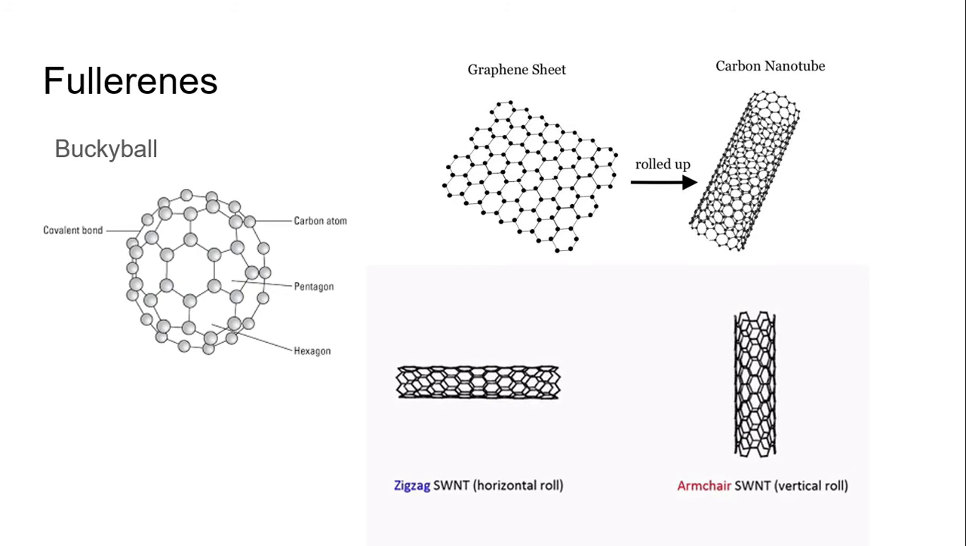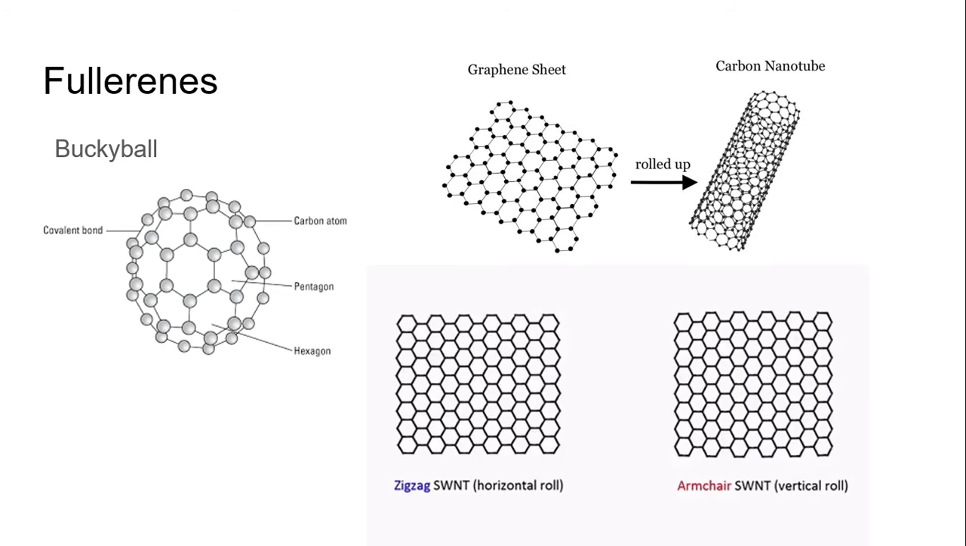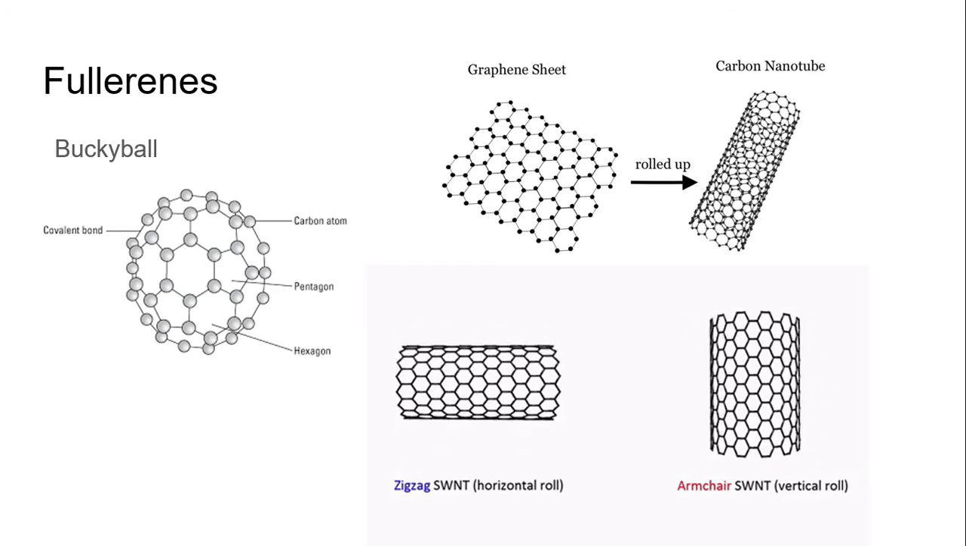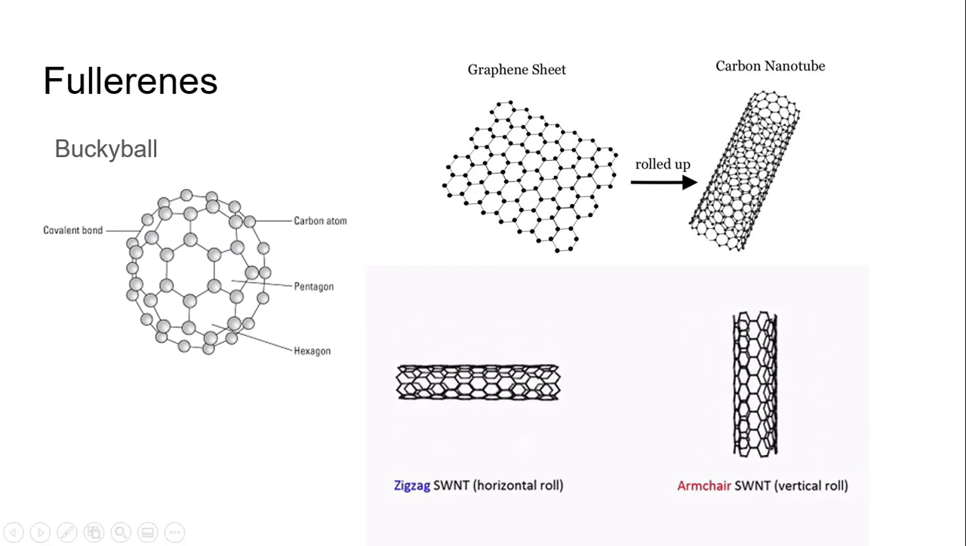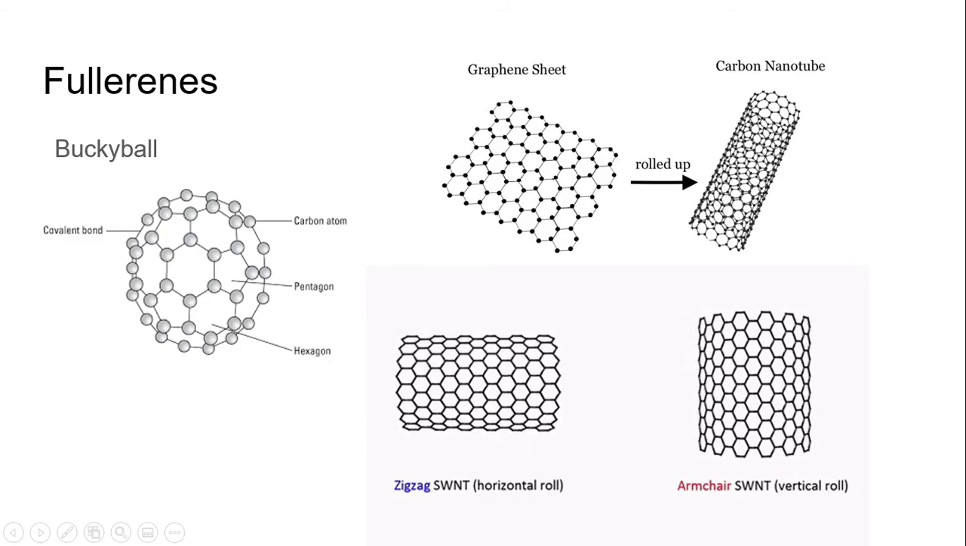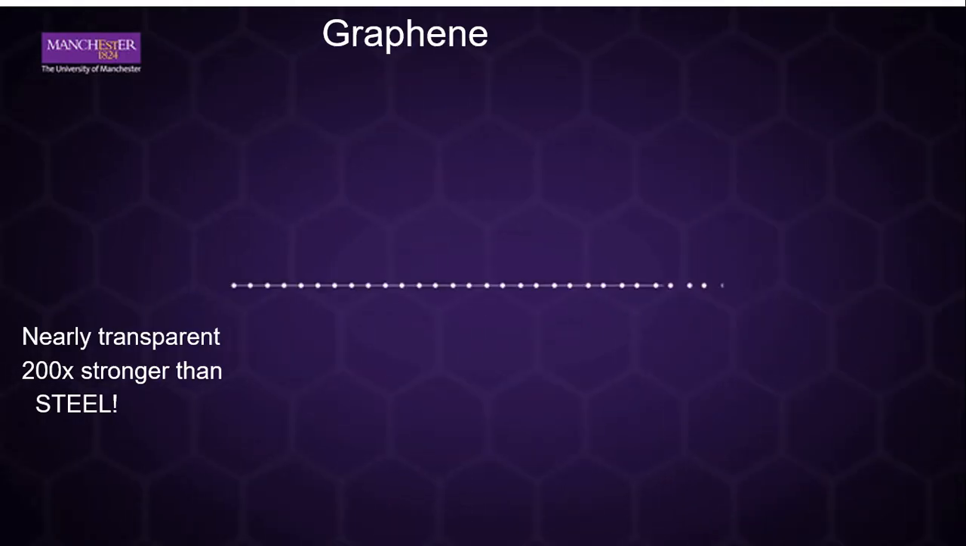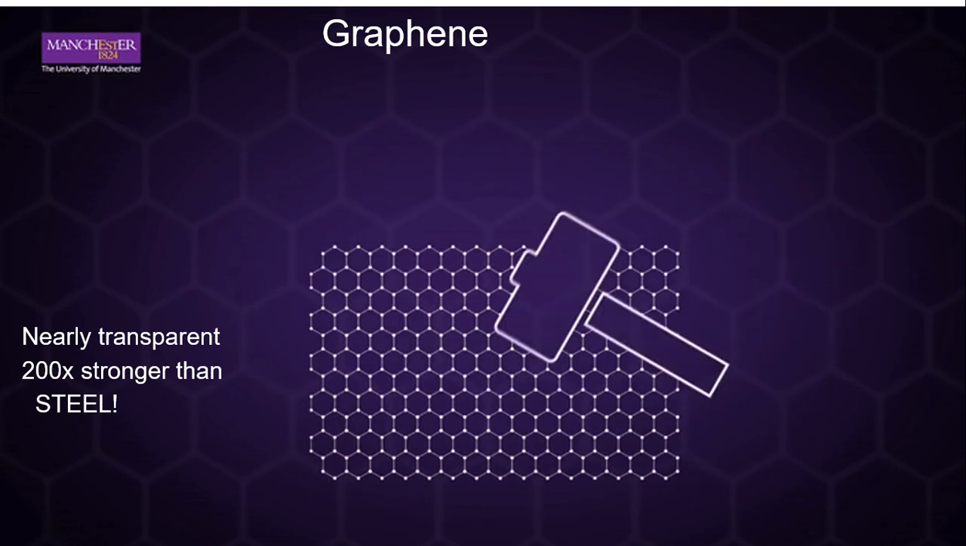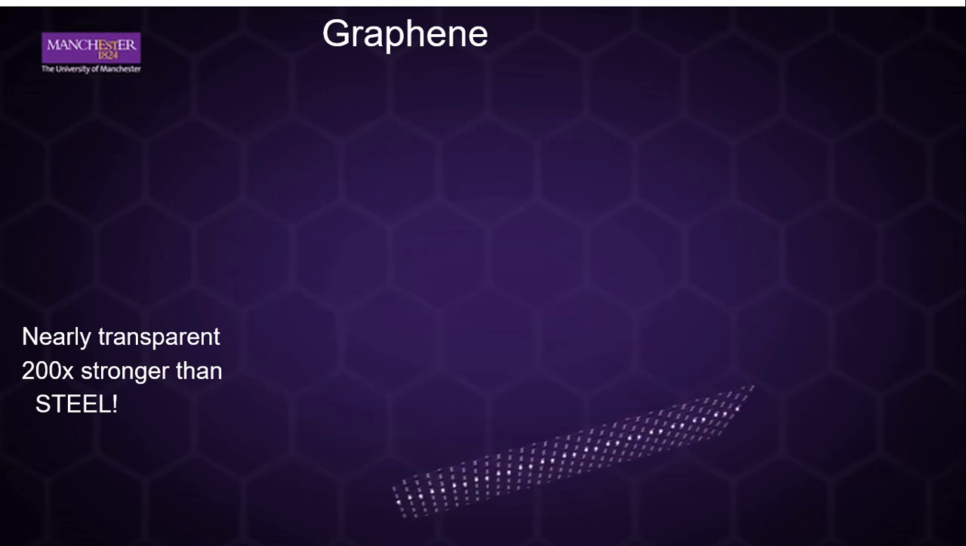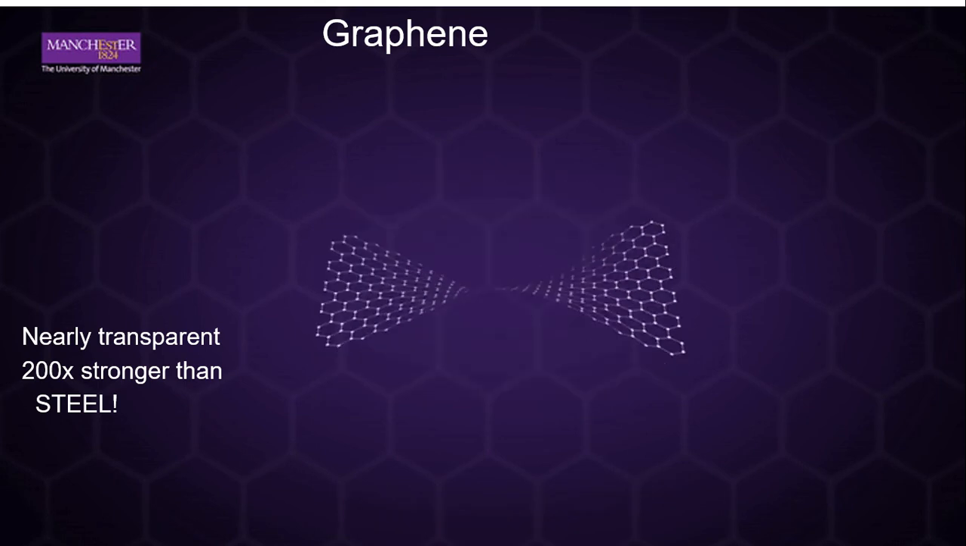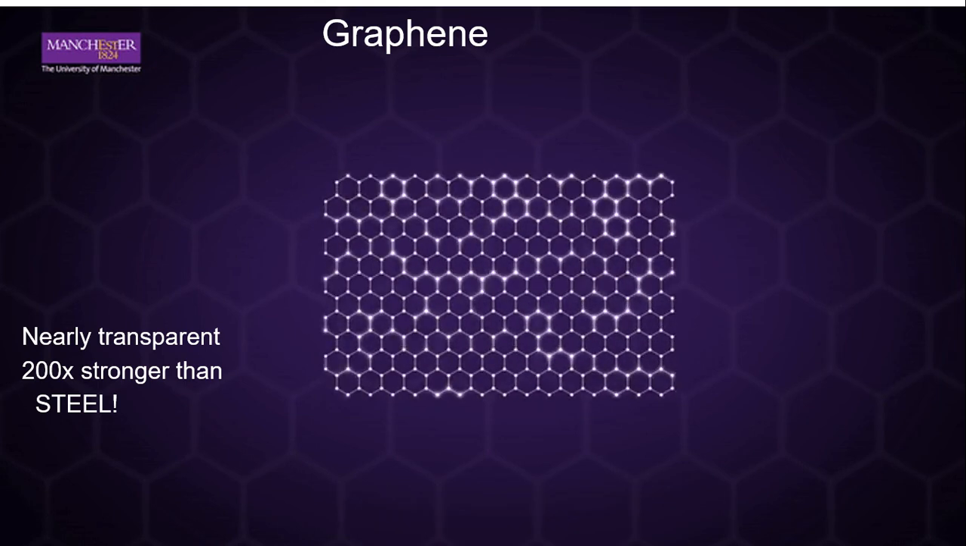To now fullerenes are pretty much engineered. But you get buckyballs, which are spherical, and then you get graphene sheets, which can be curved up into carbon nanotubes that look like this. And graphene is interesting because it's nearly transparent, because it's one layer, and it's actually 200 times stronger than steel, while also being flexible. Good old graphene. So that is carbon.